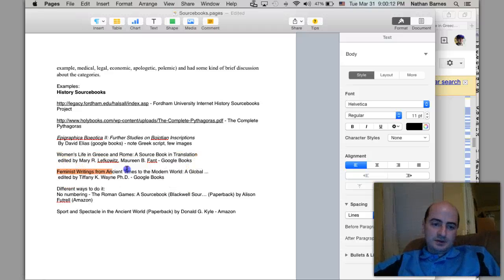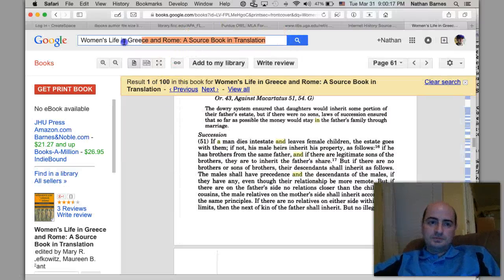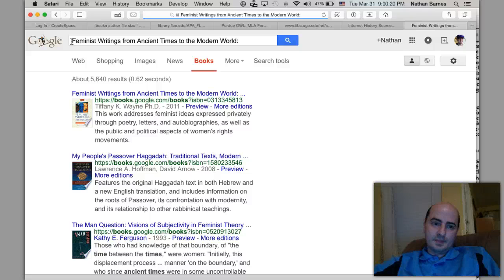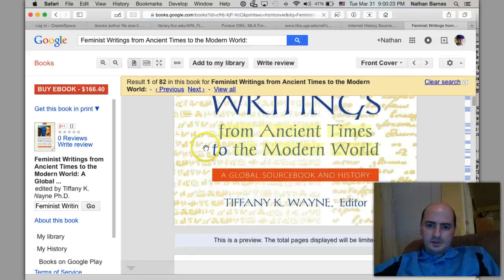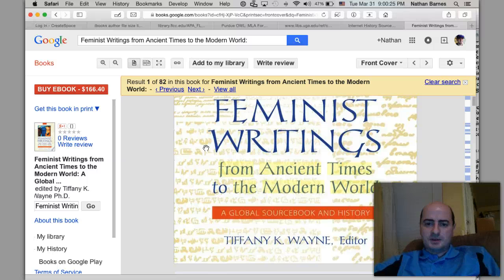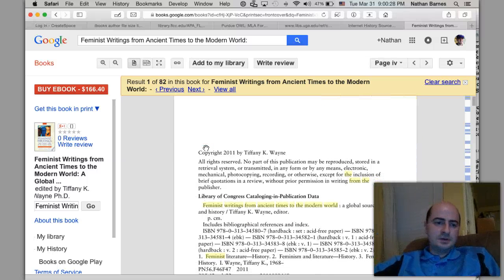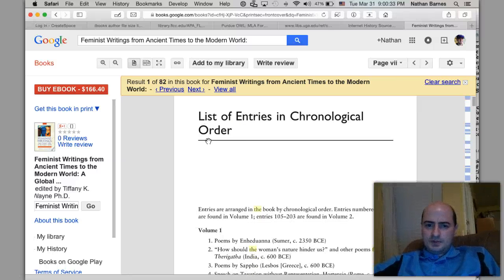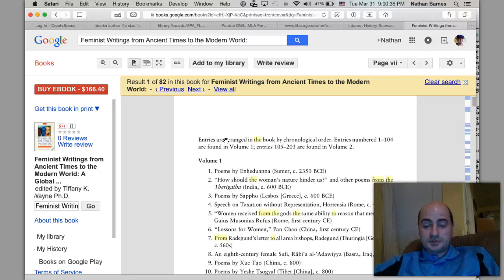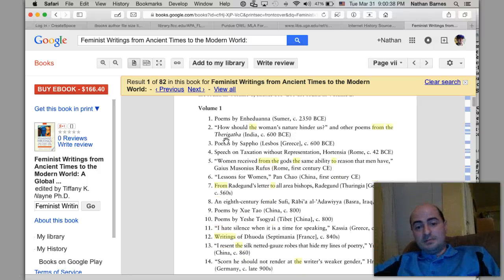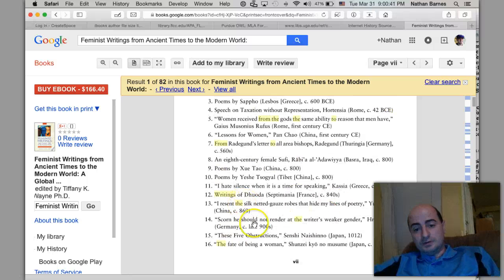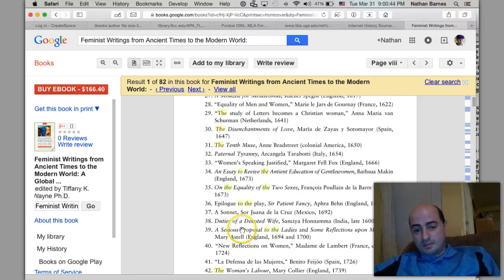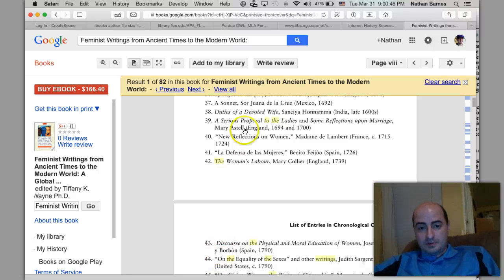This is a different kind of text. I didn't want to just do my research. Feminist Writings from Ancient Times to the Modern World. This is a book I've not read, but I'm going to go down here. You see they list entries in chronological order, which is something you're interested in doing. They don't list the full bibliographic stuff, just the description, and it's in order, not only chronological order, but in numerical order here, sequential on the side.